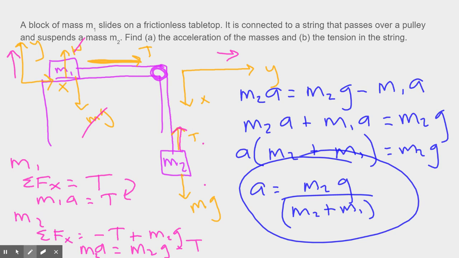Now, we need to do part B, which is finding the tension. Okay, and y'all can try this one too. So instead of plugging in T to this second equation, you'll want to plug in A. So we want to rearrange m1a equals T. And I'm going to have to erase this because we have too much going on here.